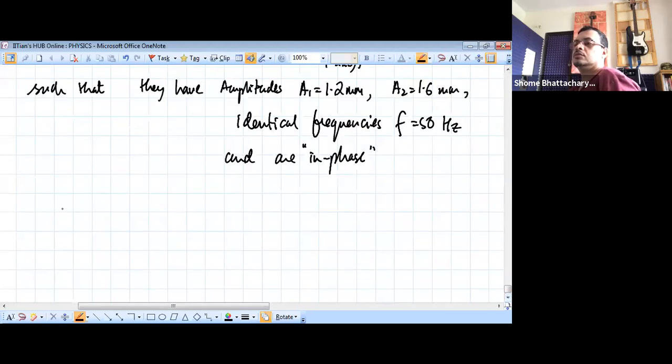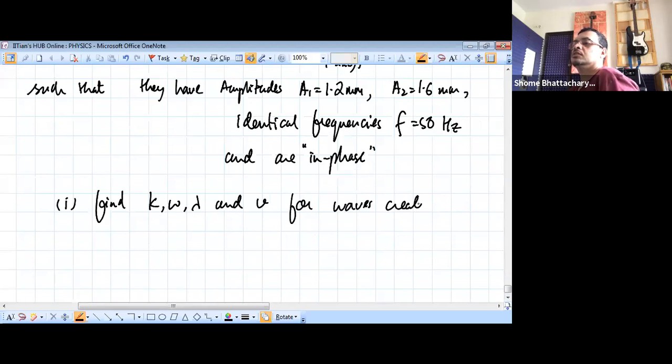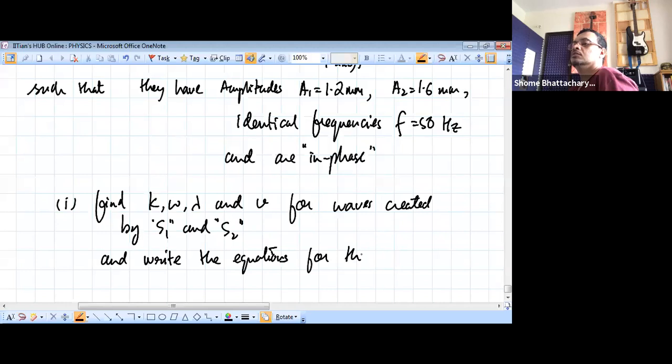So first of all, find k, omega, lambda for the waves created by S1 and S2, and write the equations for these individual waves.